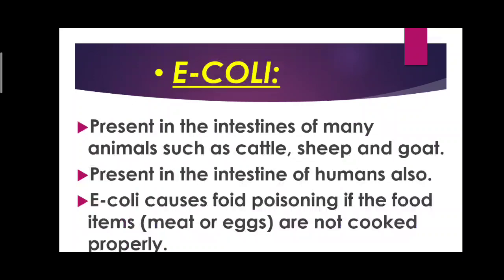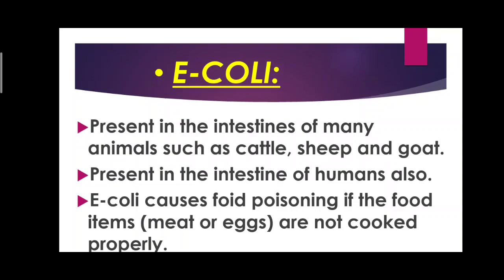The first bacteria is E. coli. E. coli is a type of bacteria which is commonly found in the environment, and it is also present in the intestines of many animals such as cattle, sheep and goat. The E. coli bacteria is present in the intestine of cattle, sheep and goat, and it is also present in the intestines of humans. How? For example, if food items such as meat or eggs are not cooked properly, or if the vegetables are not properly washed before being eaten, what will happen? That can cause food poisoning.